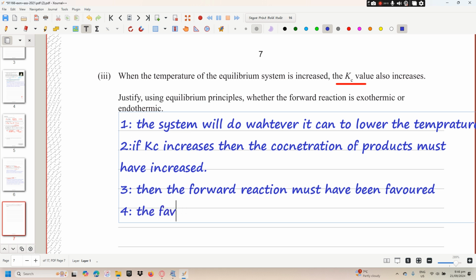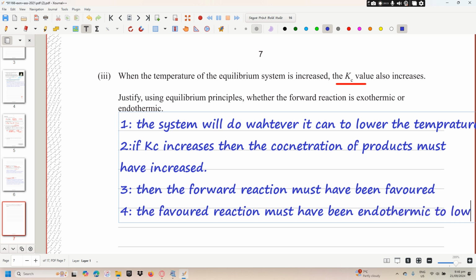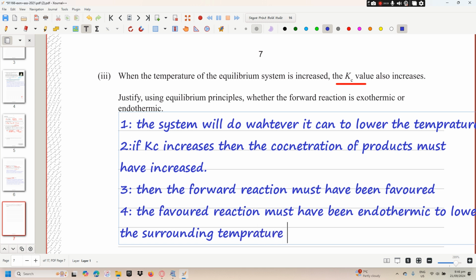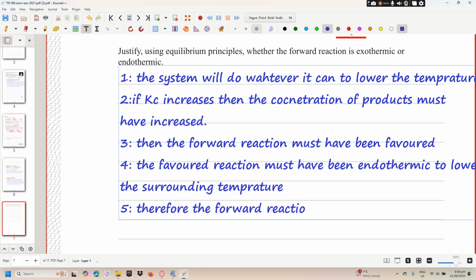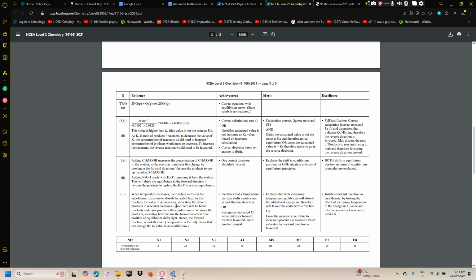The favoured reaction must have been endothermic to lower the surrounding temperature. Forward reaction must have been endothermic to lower the surrounding temperature, and therefore you can conclude the forward reaction is endothermic. Hopefully. To absorb the added heat, yep, it cools the system down again.